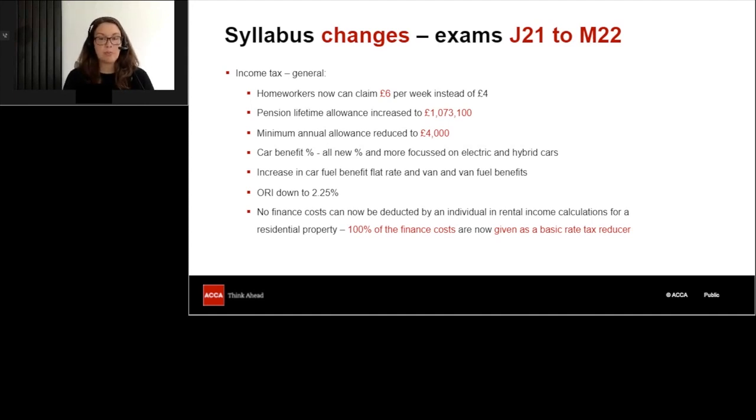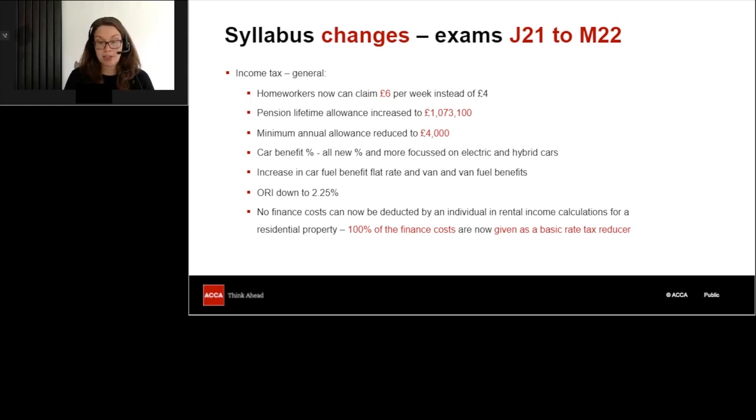Home workers, so people who are required to work at home by their employer, they can now claim £6 per week instead of £4 per week for the additional costs like heating and lighting from working from home. Many people have become a bit more interested in this particular benefit in the past year or so due to the increased amount of home working that's been going on due to the global pandemic.